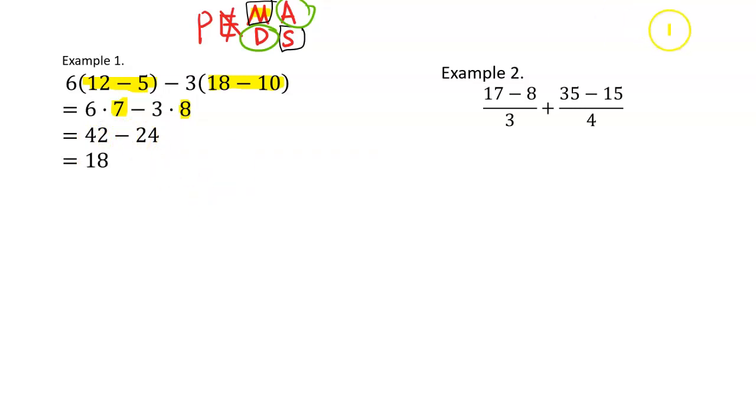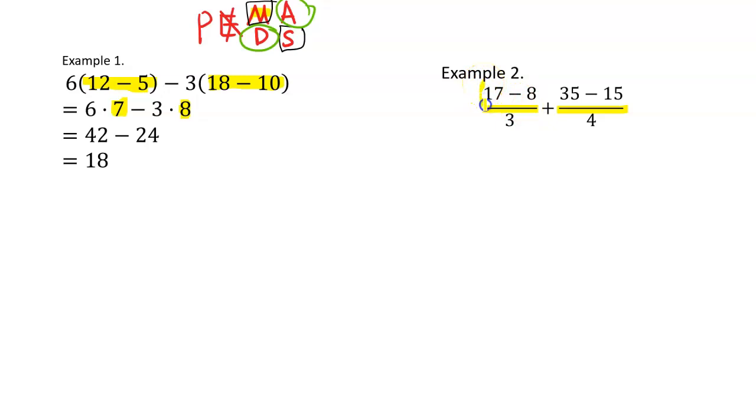All right, in the second example, we have these two fraction symbols that represent a division. Because this symbol separates top and bottom, we have to work out the top. The top is considered all bound together, and the bottom is all bound together. So let's work out the top: 17 minus 8.